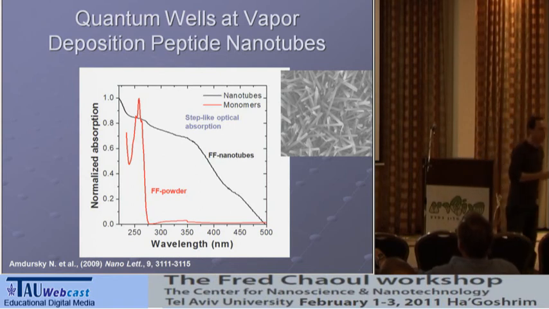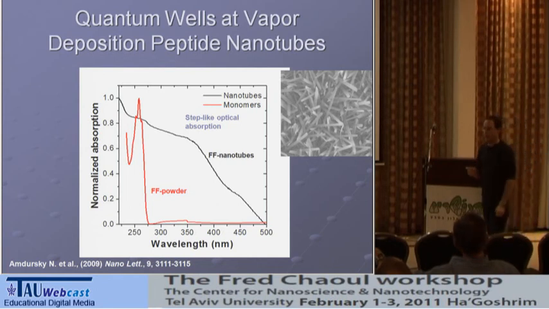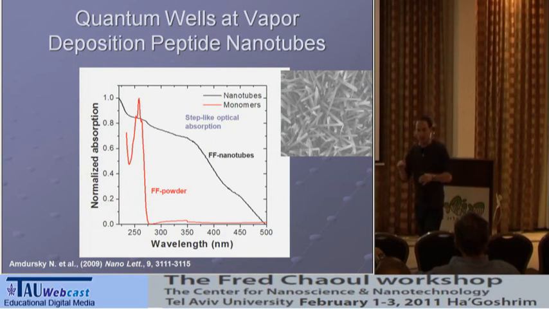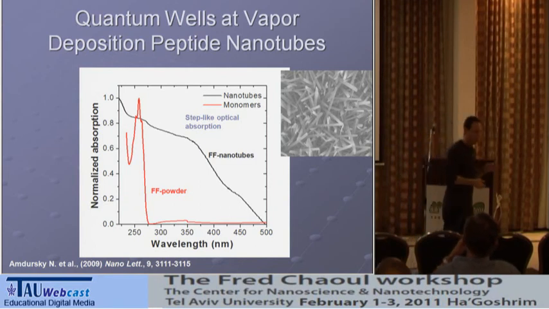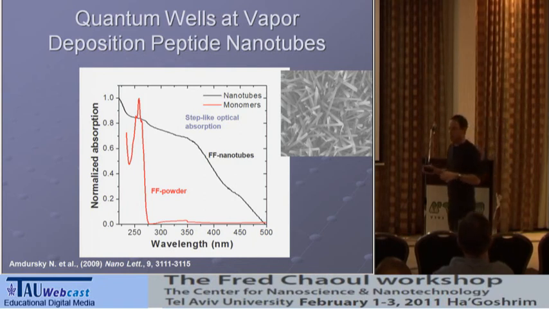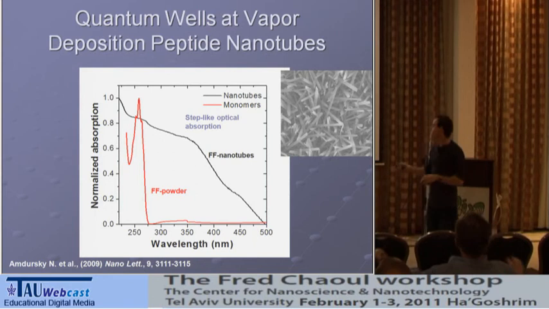But we noticed an interesting phenomenon. We use the same powder as I use to make the peptide nanotube solution, but if we put it in a vacuum chamber and heat it, it can form a surface, rather uniform, which looks a little bit different from the normal peptide nanotubes. It looks like ribbons, like you see here. And these structures have very different properties than the common peptide nanotubes.